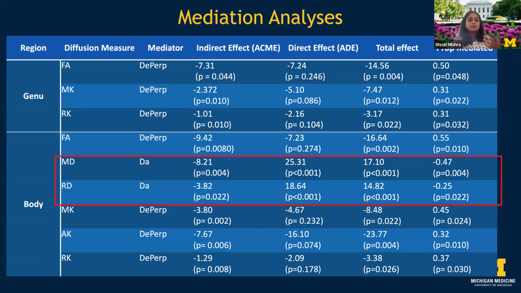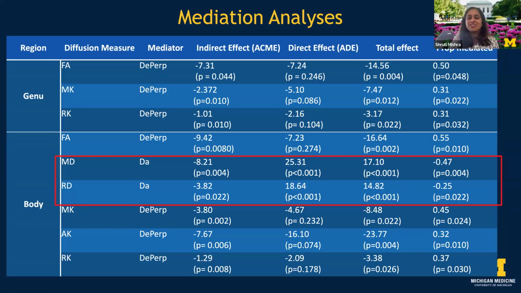And then finally, this last relationship is somewhat interesting. With mean diffusivity and radial diffusivity, we had a significant mediation result with the intraaxonal diffusivity, in other words, that DA, which reflects axonal integrity. However, looking at the actual total effect and direct effect results, you'll see that this is an example of an inconsistent mediation with a suppressive effect.